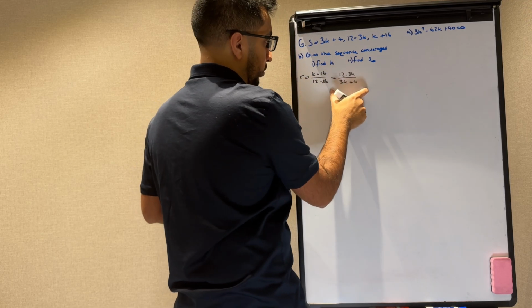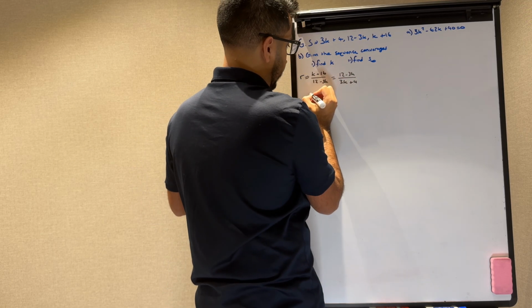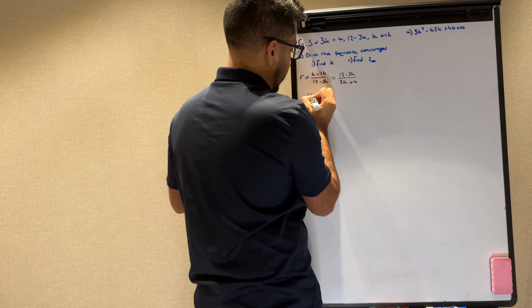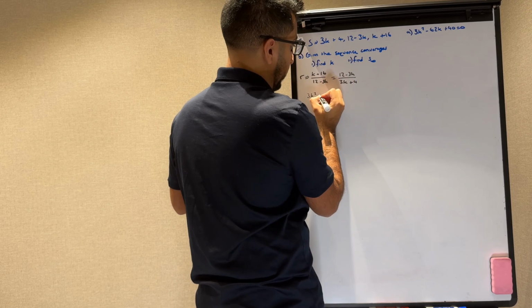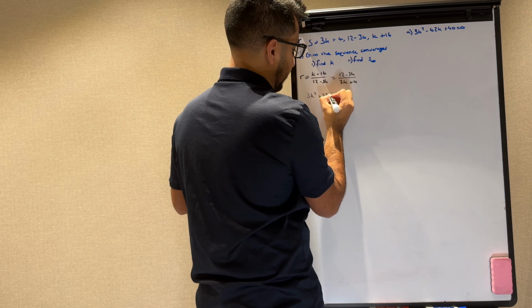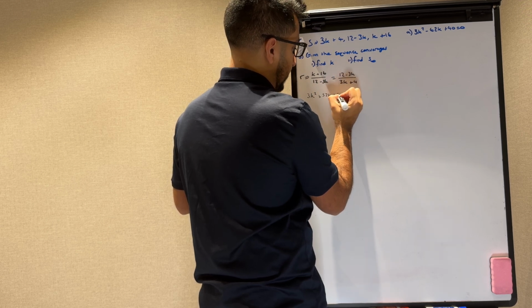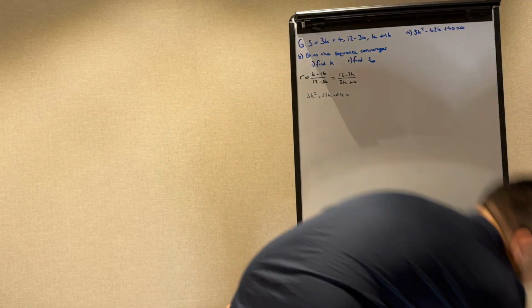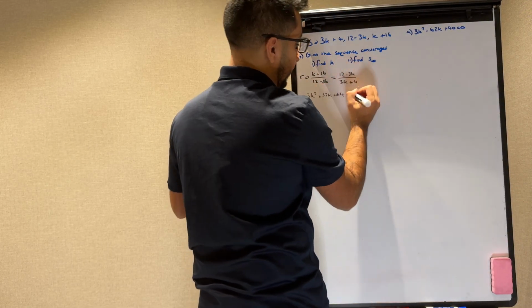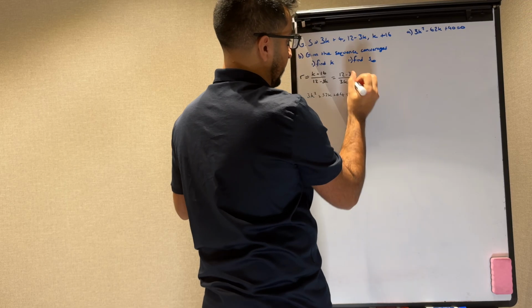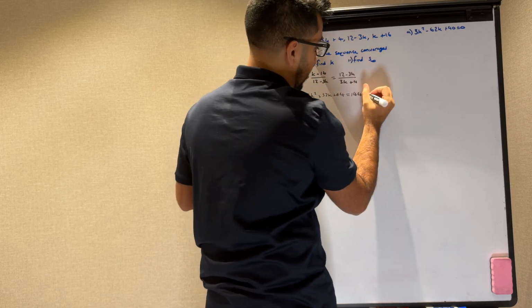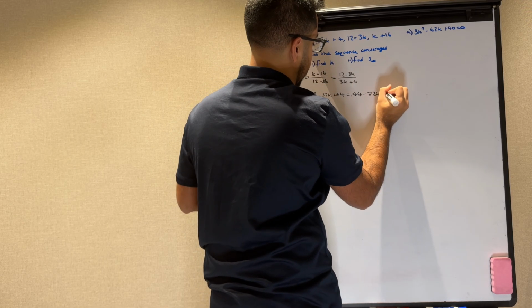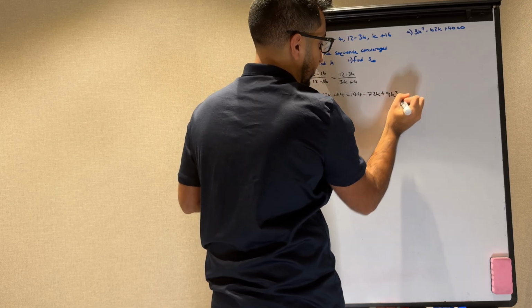Therefore, we can cross multiply here to give us 3k squared + 4k + 48k + 64 is equal to, it's been a long day, 144 - 36k - 72k + 9k squared.